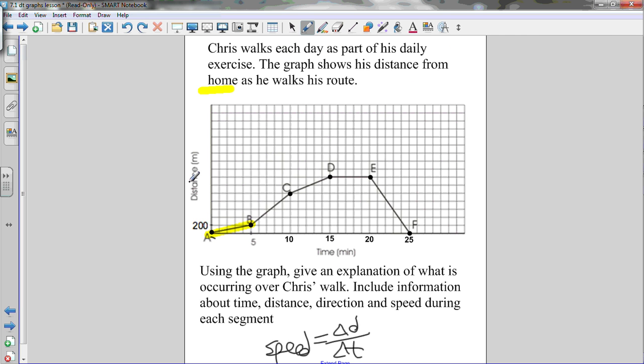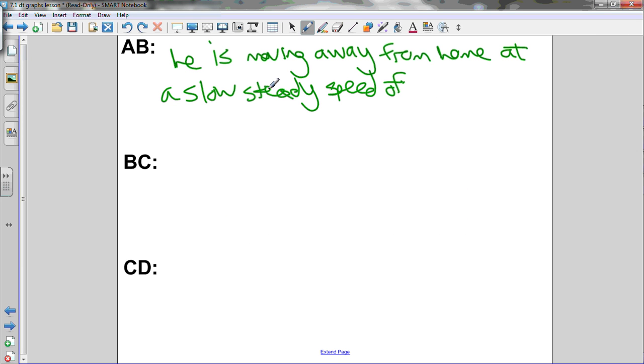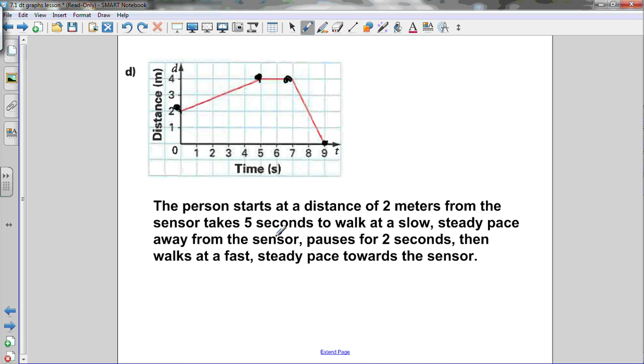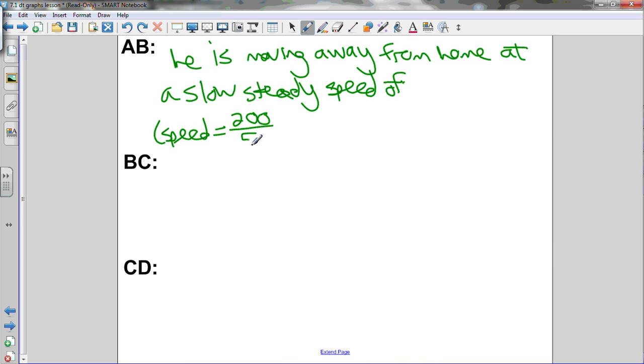Speed is change in distance over change in time. So he starts here at 0 meters away from the sensor, and he ends up here at 200 meters away from the sensor. So my speed equals change in distance over change in time. So he moves 200 meters over, what is the time? This segment starts at 0 minutes, and it goes to 5 minutes. So 200 meters in 5 minutes. That's a speed of 40 meters per minute.